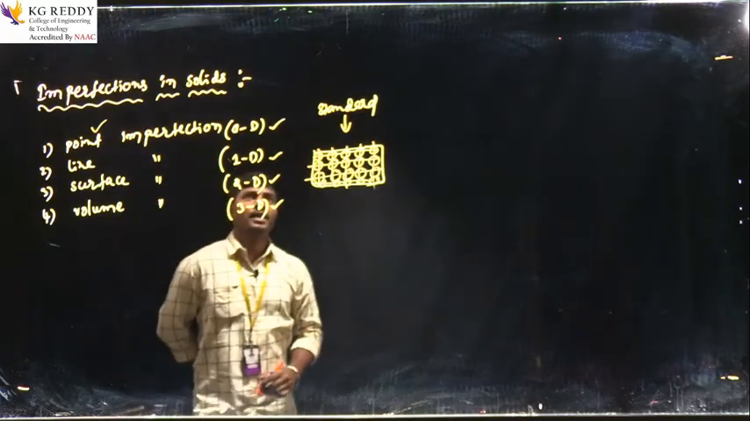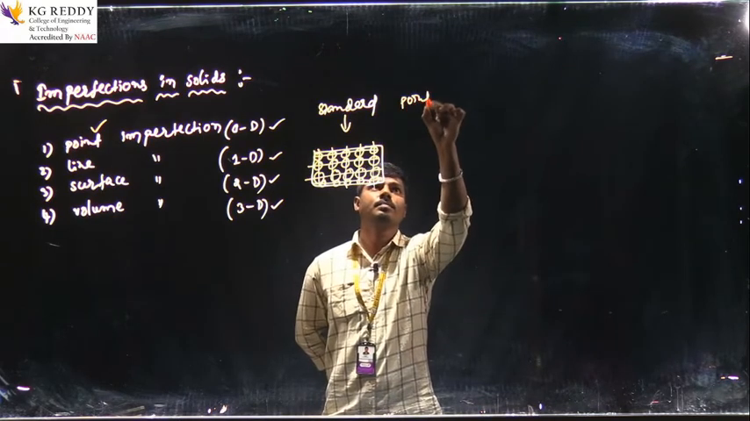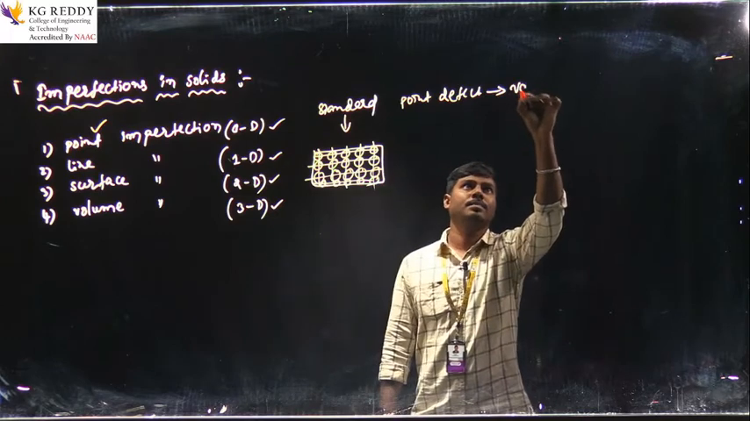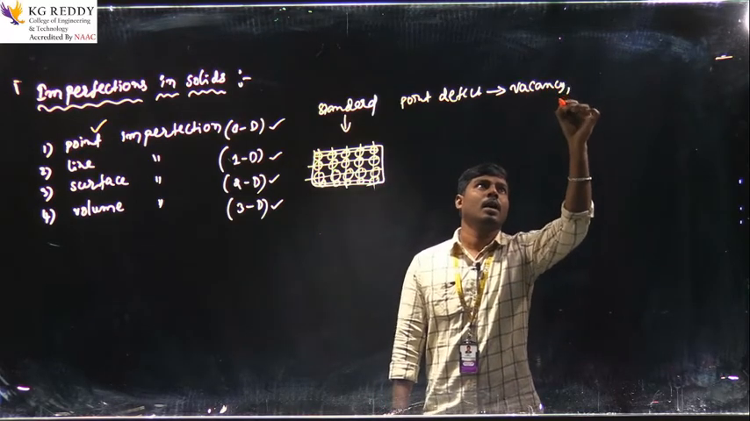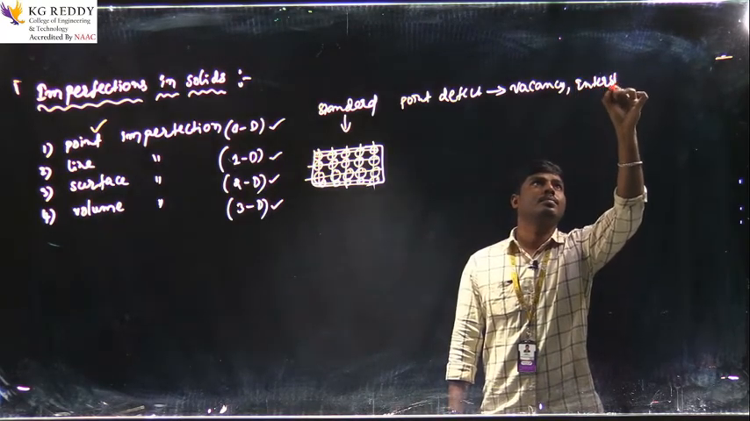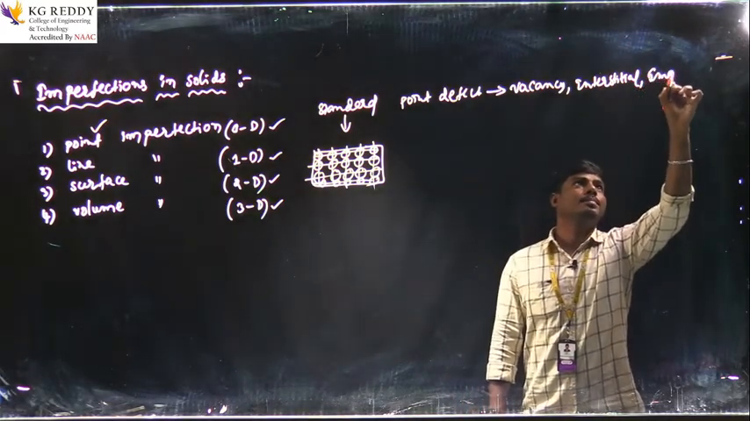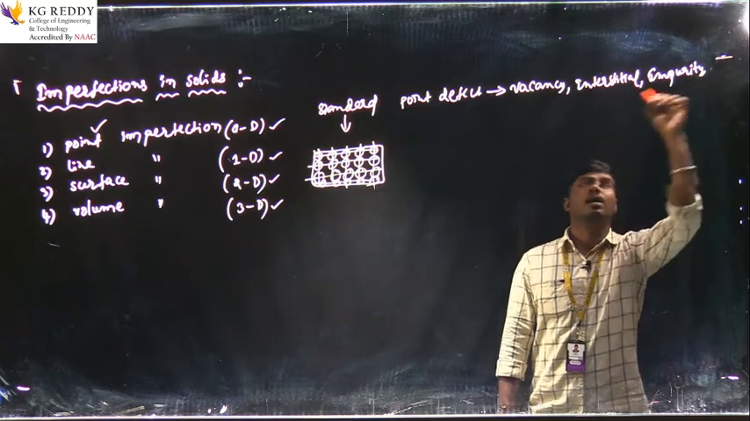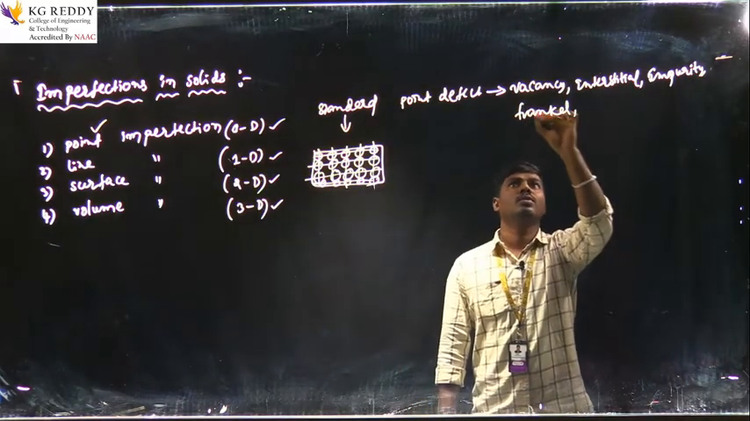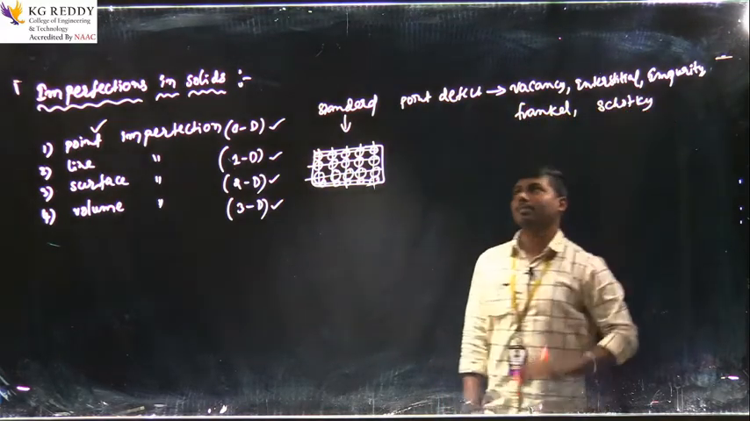In the point defect again we have different types. In the point defect, we have vacancy defect, interstitial defect, and also impurity defect, and we have Frenkel defect, and also we have Schottky defect. So these are the various types of point defects.